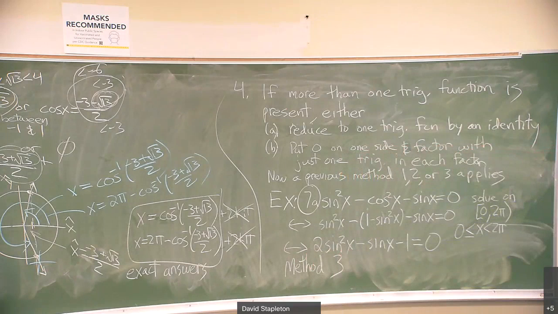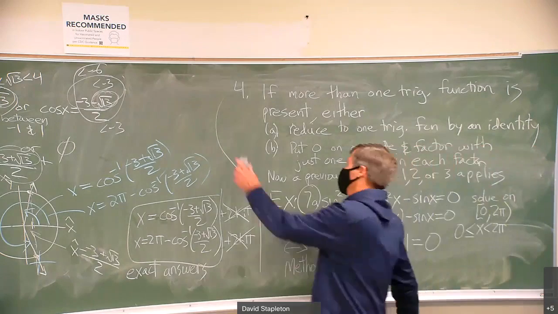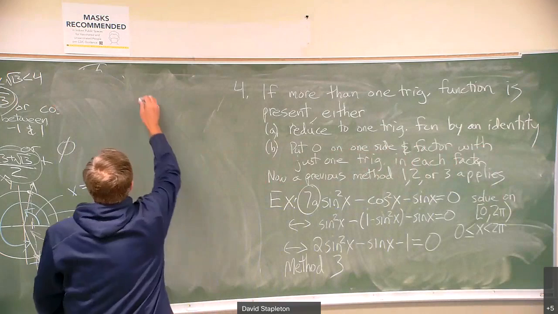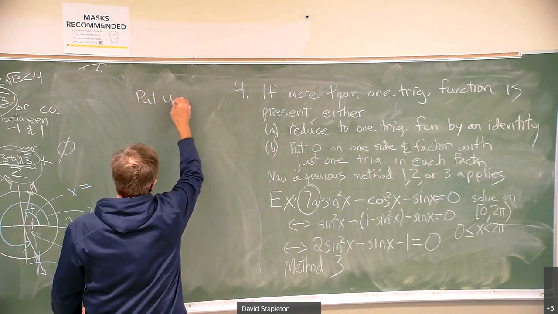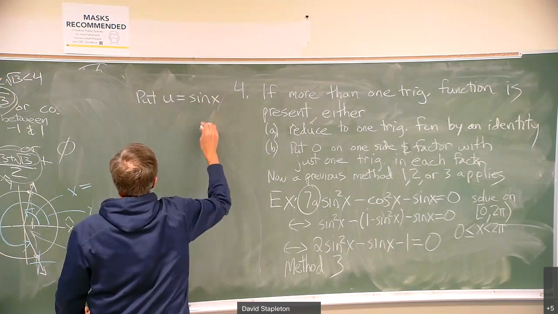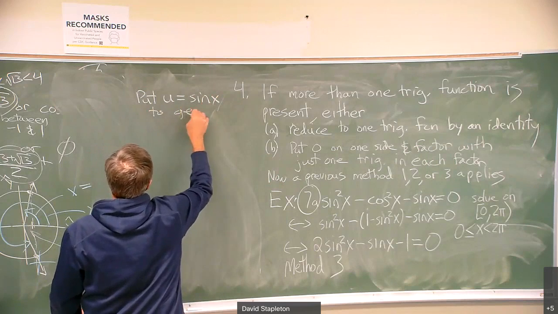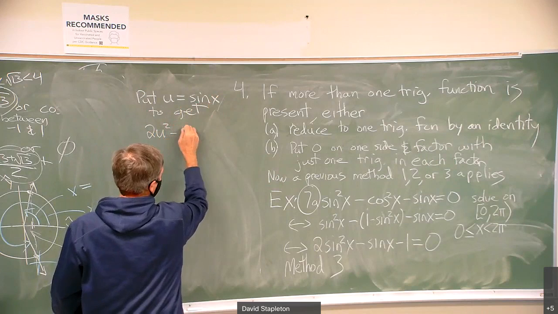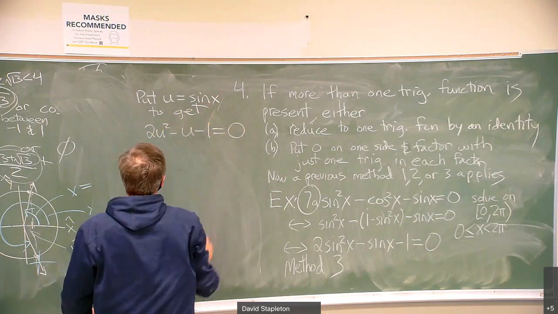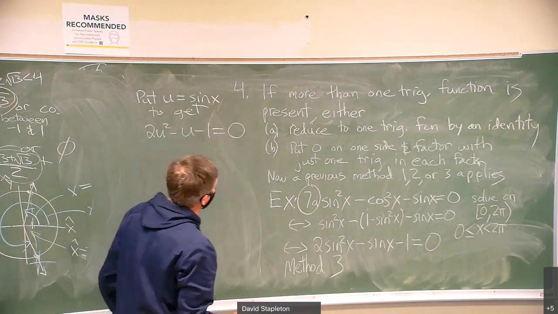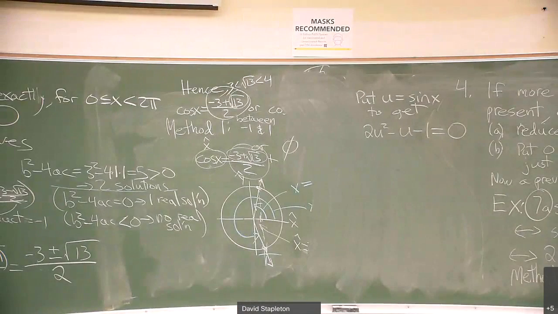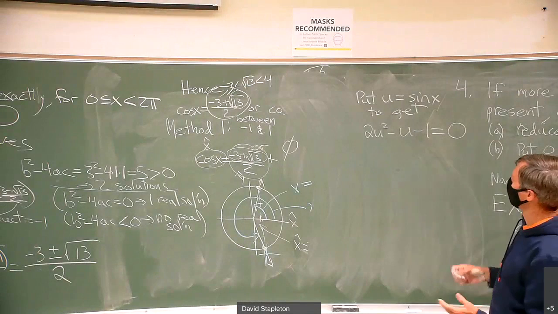Method 3 says substitute u equal to the trig function you see, sine x, to get a quadratic equation, right? 2u squared minus u minus 1. Now we can try either factoring or the quadratic formula. And based on our last example, we might be tempted to say, well, why not just go to the quadratic formula? It always works, after all.